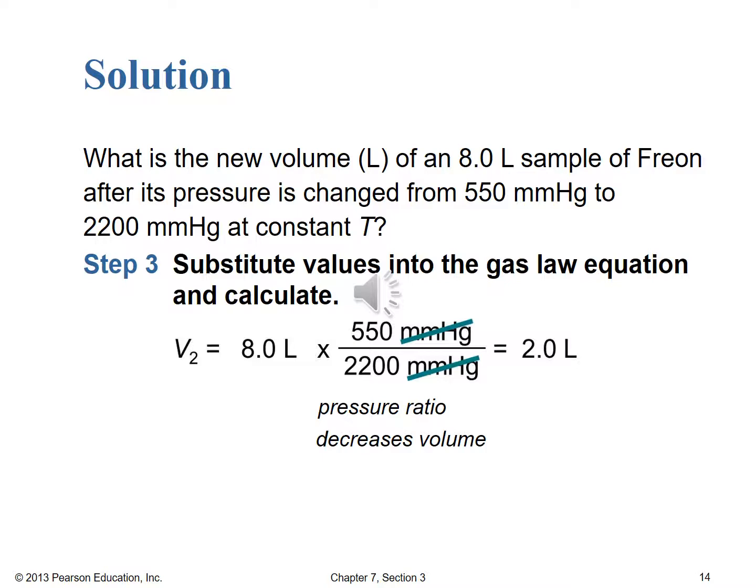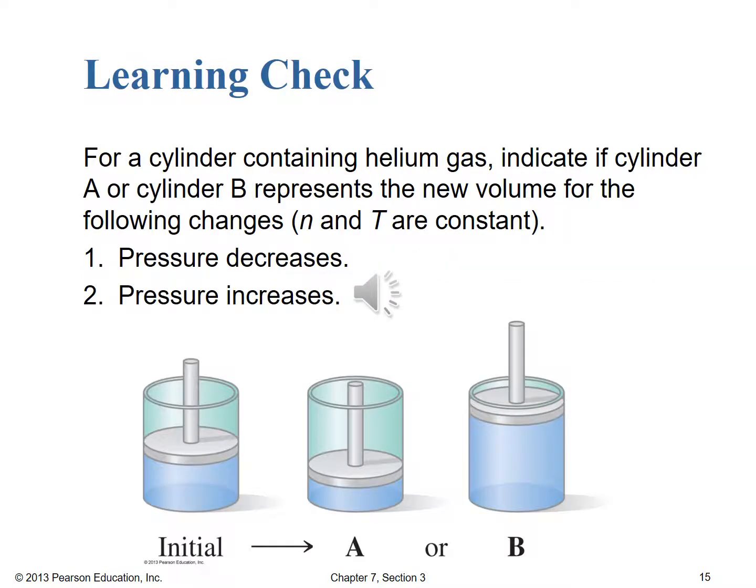If not, please try some additional problems and certainly reach out to me for help. But all of us are going to try one more problem before we end this section of Chapter 7. All right, so here we have our final learning check. For a cylinder containing helium gas, indicate if cylinder A or cylinder B represents the new volume for the following changes where N and T are held constant.